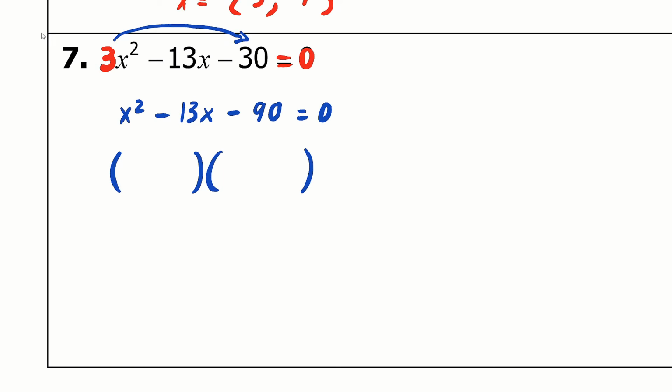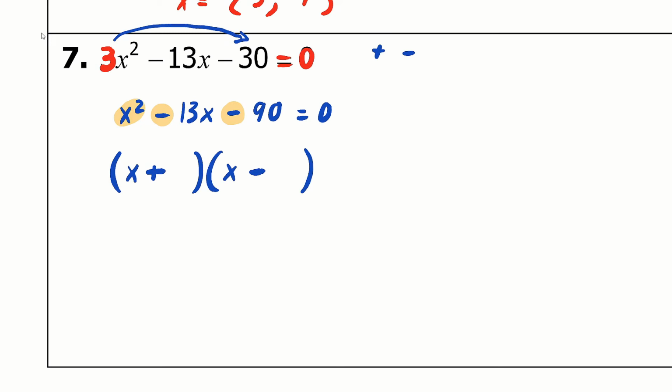And again, what makes it easy is, because this is now x squared, we're just going to put x and x. And we're looking for the two numbers that will multiply to get negative 90, but have a difference of negative 13. So first of all, to multiply to get a negative, remember what the rule is? One of them has to be plus and one of them has to be a minus. And it doesn't matter where I put them because they're both x's right now. So we're looking for the two numbers that multiply to get 90, but have a difference of 13.